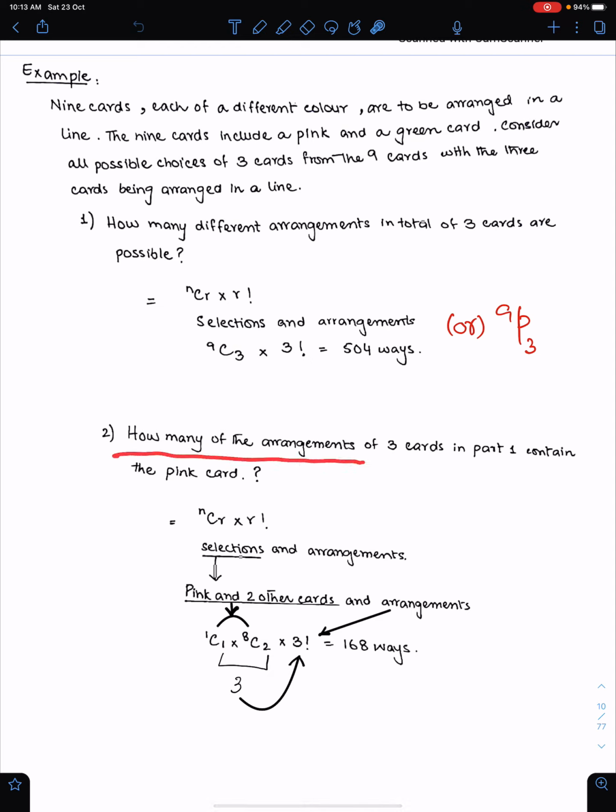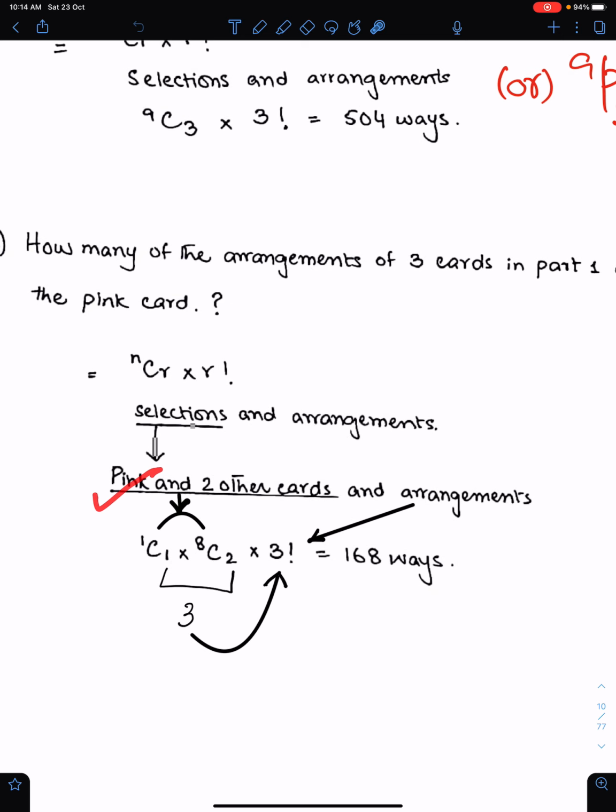How many of the arrangements of 3 cards in part 1 contain the pink card? So we first need to arrange 1 pink card with the remaining 2 cards randomly. According to this formula, we have to arrange the pink card. For that, we need to write 1C1, and 2 other cards from the remaining 8 cards, so 8C2. So altogether we have selected 3 cards. Now we just need to arrange them randomly, 3 factorial.